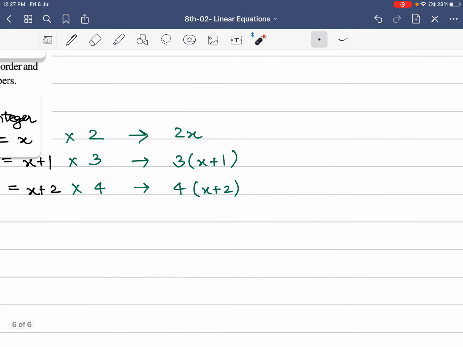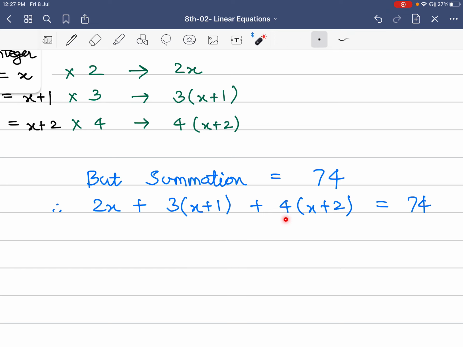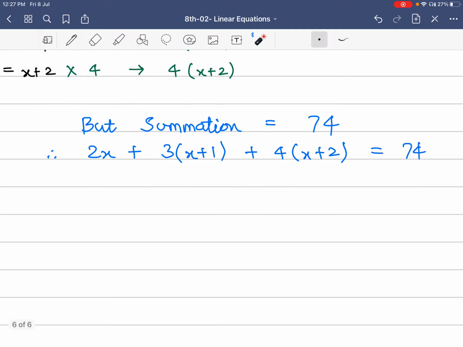So let's come here. These are my numbers, and here I'm going to do the summation. The summation is equal to 74. That is what the problem statement says, and therefore 2x plus 3 into x plus 1, bracket is very important, plus 4 into x plus 2 is equal to 74. Now this becomes our linear equation in one variable, and once we get it, we can easily solve it. Let's try to simplify it.